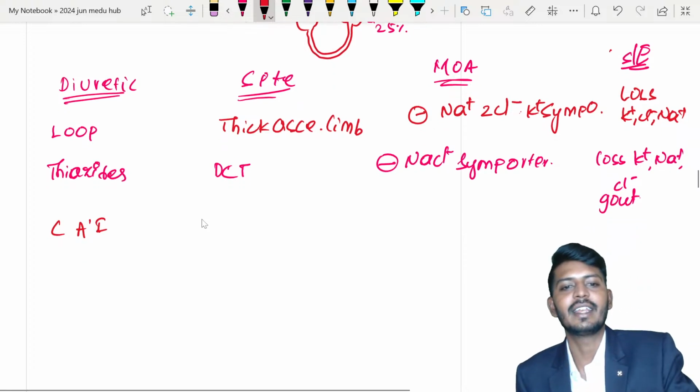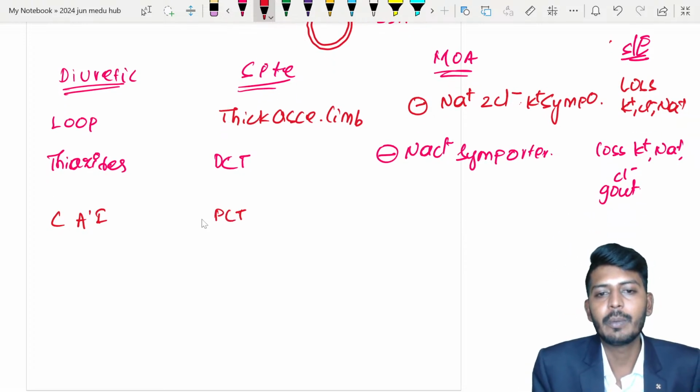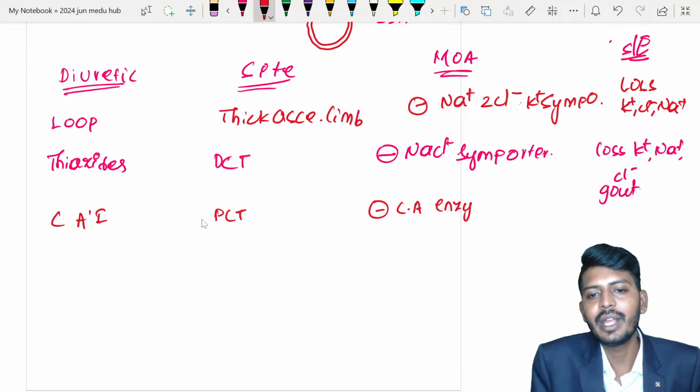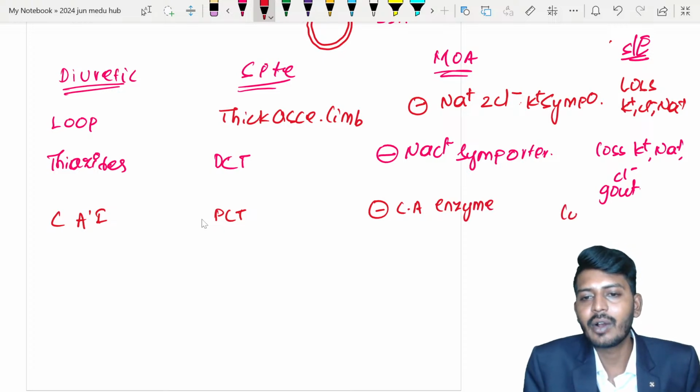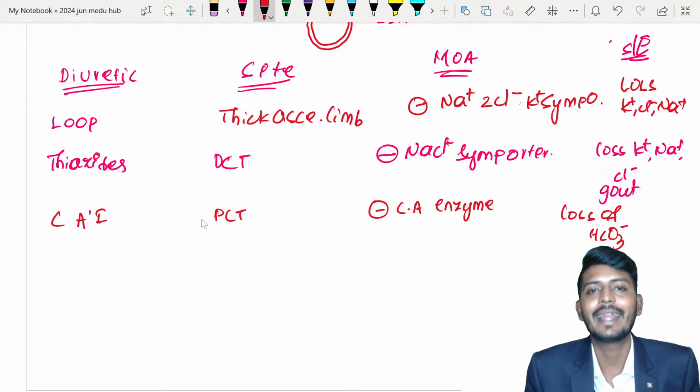Carbonic anhydrase inhibitors act in the proximal convoluted tubule, and they will inhibit the carbonic anhydrase enzyme. They will cause the loss of HCO3 minus.